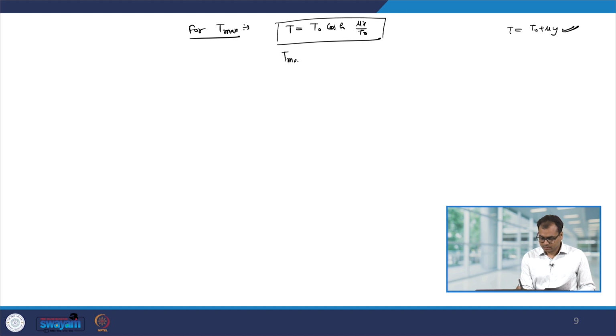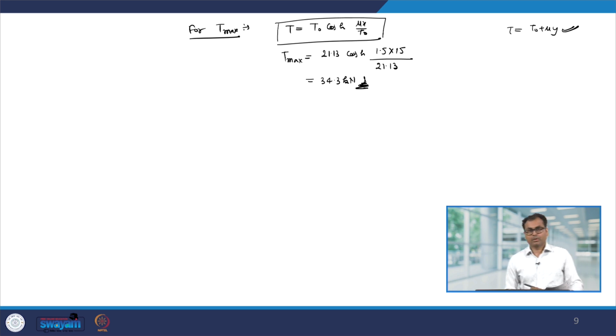So, T max will be T naught, which is 21.13, cos hyperbolic mu, which is 1.5, into x. T maximum will be at the boundary. So, at the boundary x is equal to 15 meter, again either point A or point B, into 15 divided by T naught, T naught is 21.13, and this will give you 34.3 kilonewton. So, with this let me stop here. Thank you.